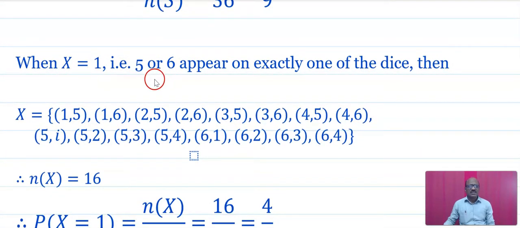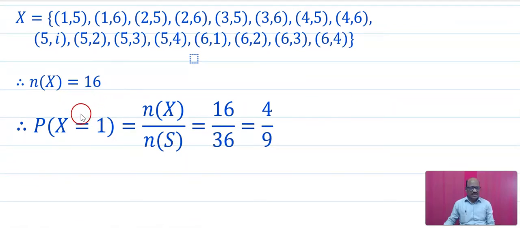Now when X is equal to 1, that is, 5 or 6 appears on exactly one die. Then the sample space X, a random variable, is 1,5; 1,6; 2,5; 2,6; 3,5; 3,6; 4,5; 4,6; 5,1; 5,2; 5,3; 5,4; 6,1; 6,2; 6,3; 6,4. Therefore n(X) is equal to 16. And hence the probability when X is equal to 1, that is, one die has a number greater than 4, is n(X) upon n(S), which is 16 upon 36.